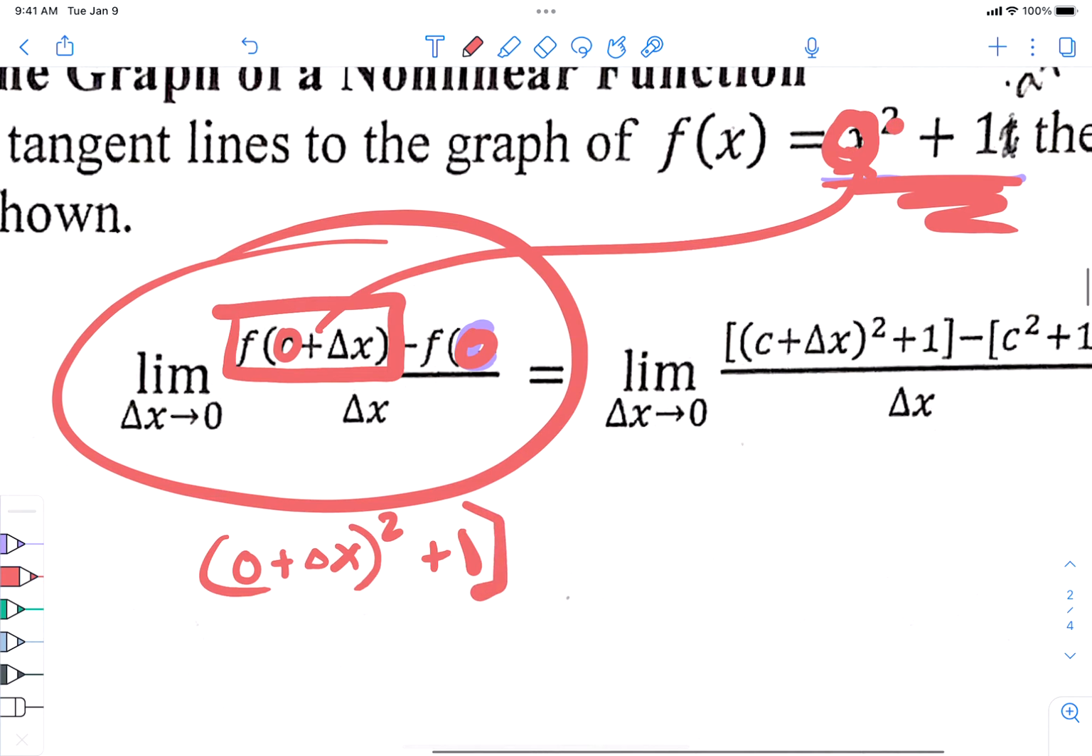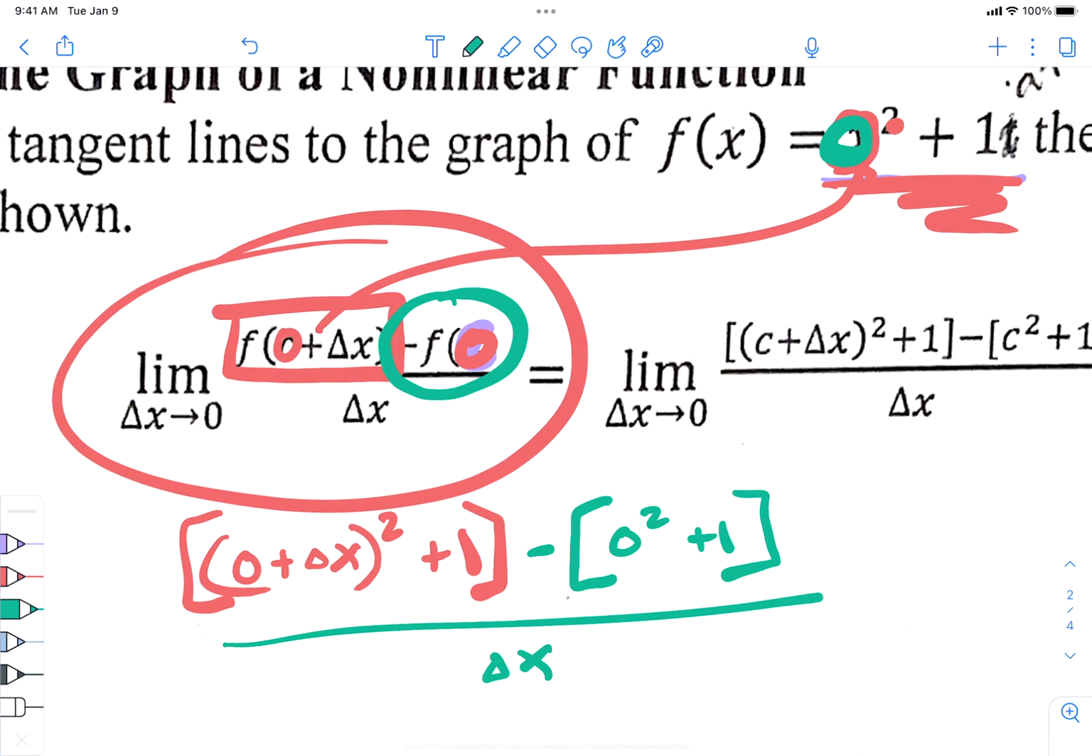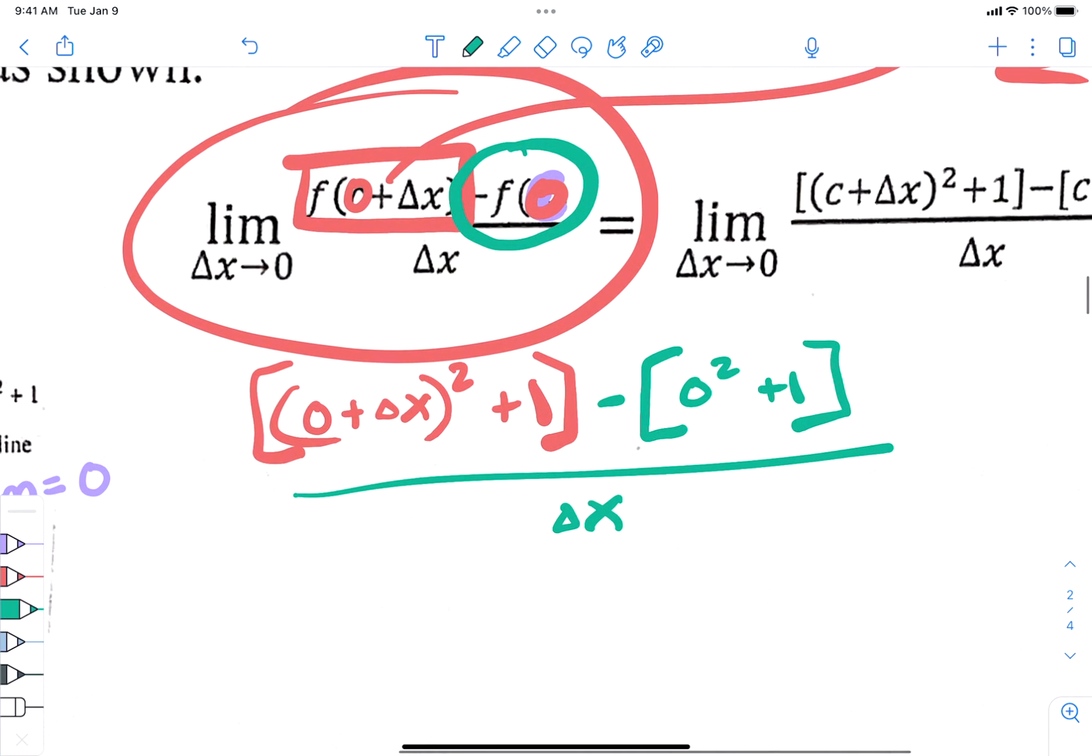Confused? No? Okay, then let's do minus f of 0. Okay, f of 0 is plugging 0 into here. Just 1. So 0 squared plus 1, which is just 1, right? All over the change of x. And we're finding the limit of that. The limit as the change of x goes to 0.